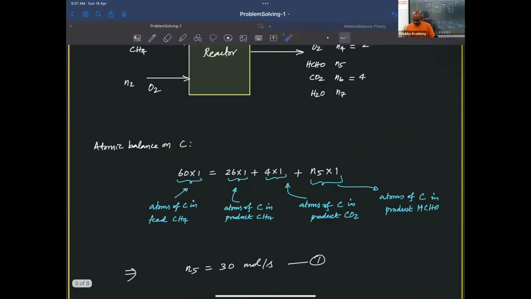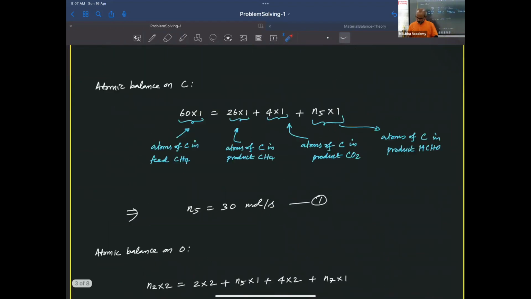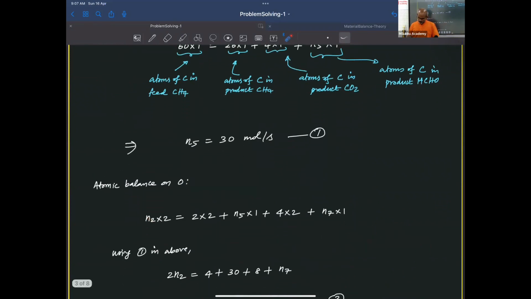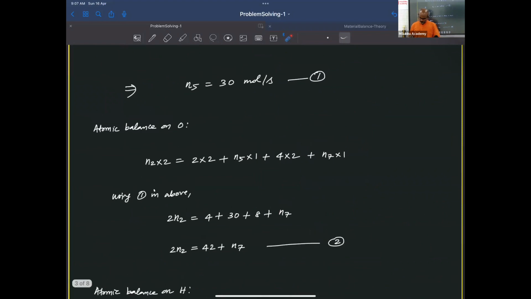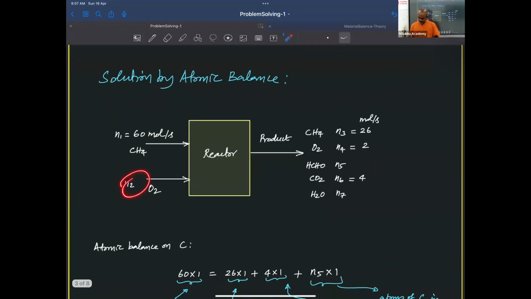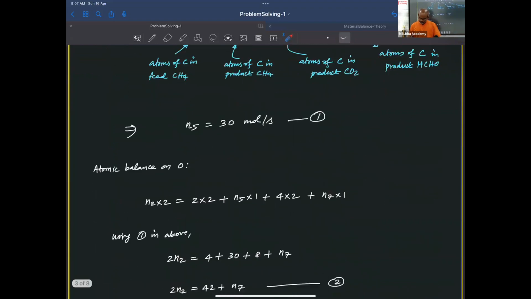Likewise, N7. What is N7? N7 is that of water. One water has 1 O, so that is N7 into 1. Now this ends up in terms of N2 and N7, so we are getting a relation between N2 and N7. But what is still needed? We need to have only N2. So we have written the balance on C and the balance on O.